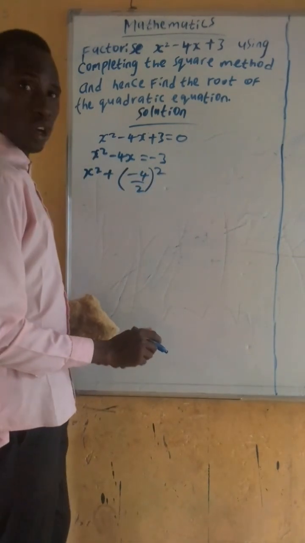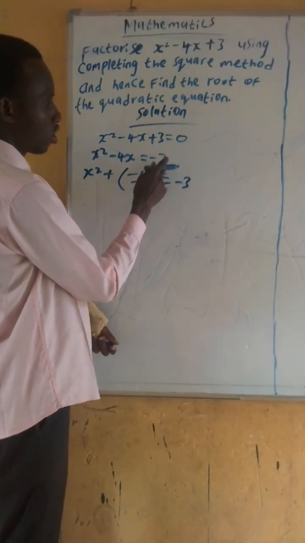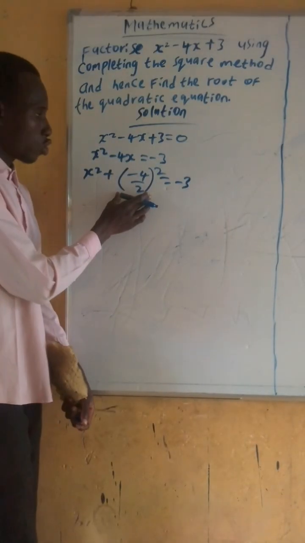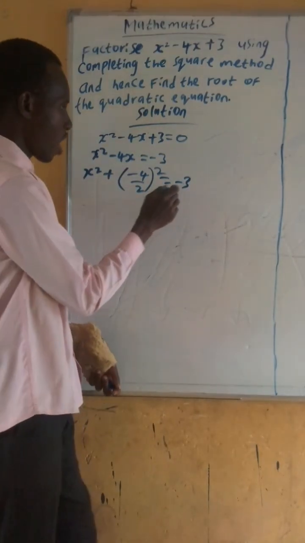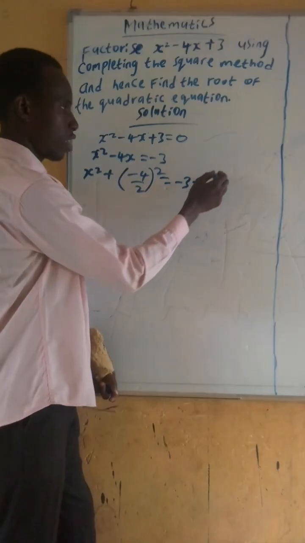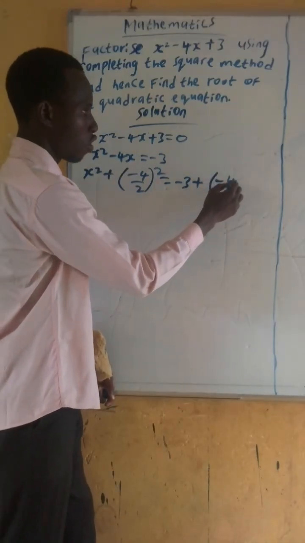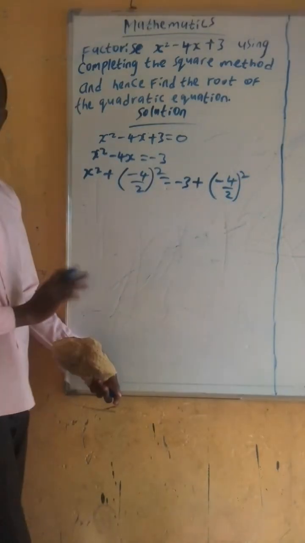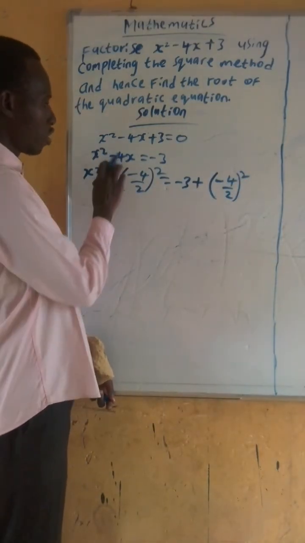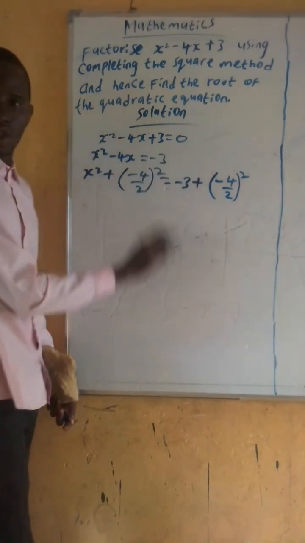So, having done that, then we are going to have equals to minus 3. Then this one, we are going to add it also to this right hand side. Are you getting me? So we are going to have plus here. Since we're adding it to the right hand side, we have minus 4 divided by 2 squared. Have you seen that now? Minus 4 divided by 2, then we will square it and neglect the x. Then we add it to the right hand side.